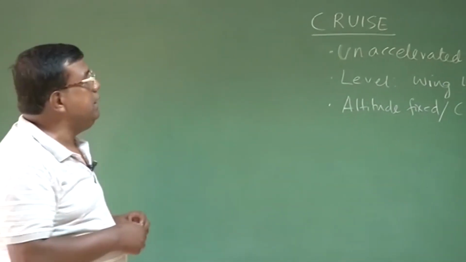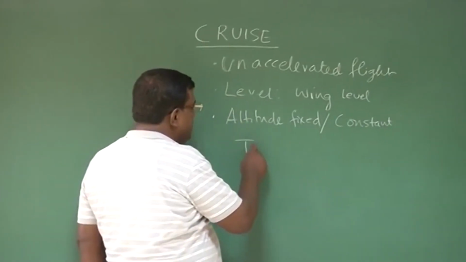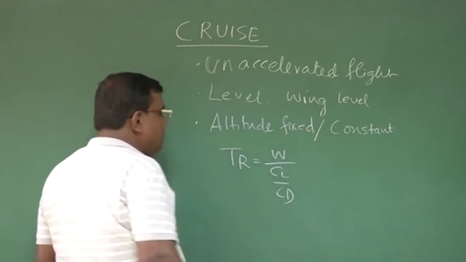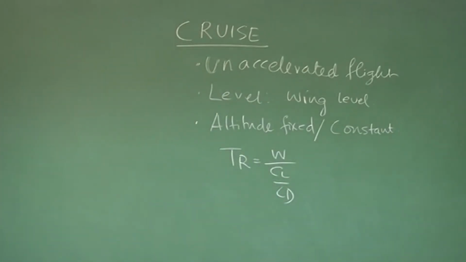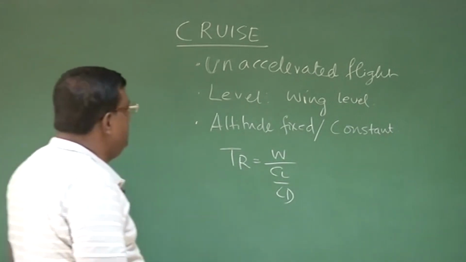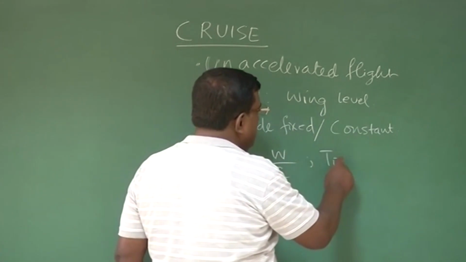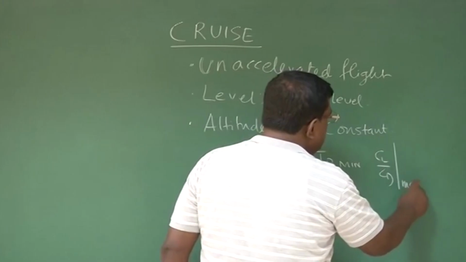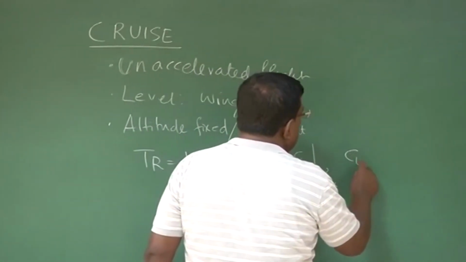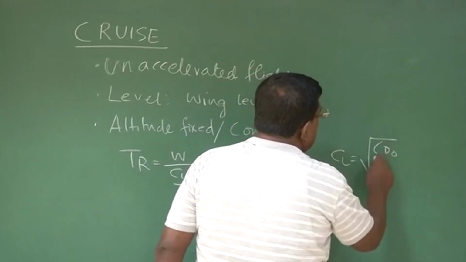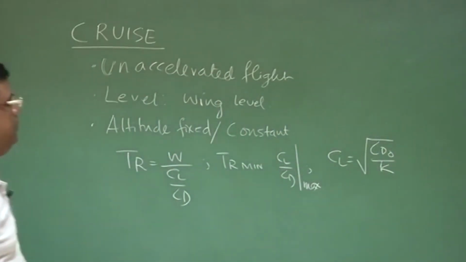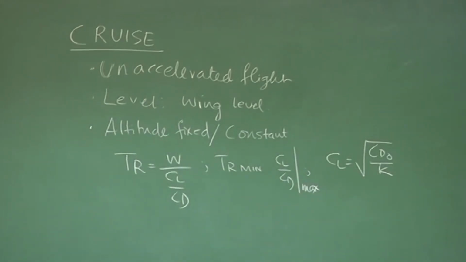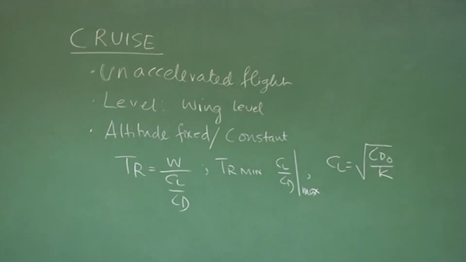This we have understood, and once we understood what is a cruise flight, we tried to understand what is the thrust required to maintain a cruise flight. And in that, we realized that thrust required can be modeled as W divided by CL by CD. And we also understood that to have thrust required minimum, CL by CD should be maximum. And for that, we realized that to have CL by CD maximum, to have thrust required minimum, we need to fly at a particular CL, which is given by the square root of CD naught by K.